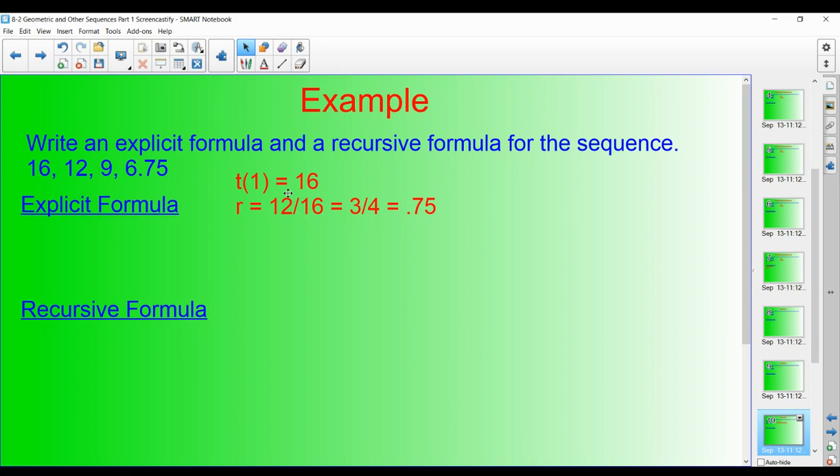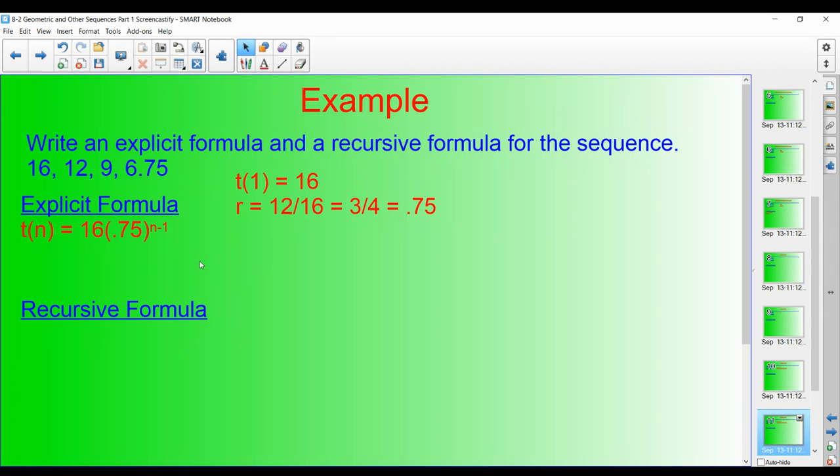And now with the first term and with r, we can write our equation. T of n equals 16, which is our first term, times our ratio to the n minus 1. And in here could be 0.75, or 12/16, or 3/4. Get in the habit of using all of them and understanding that all of them are possible.